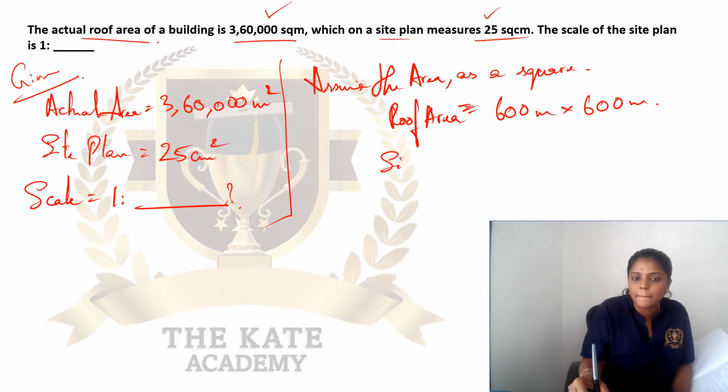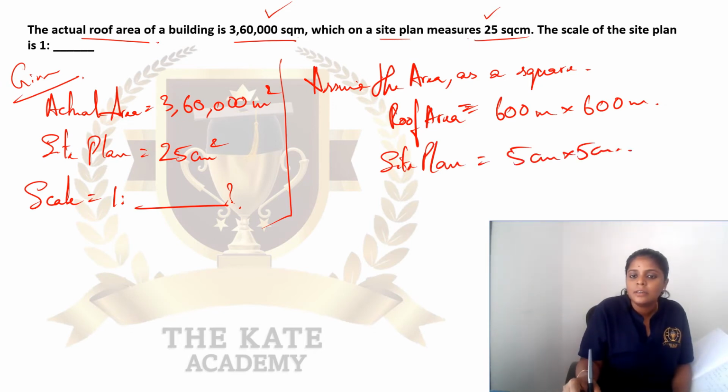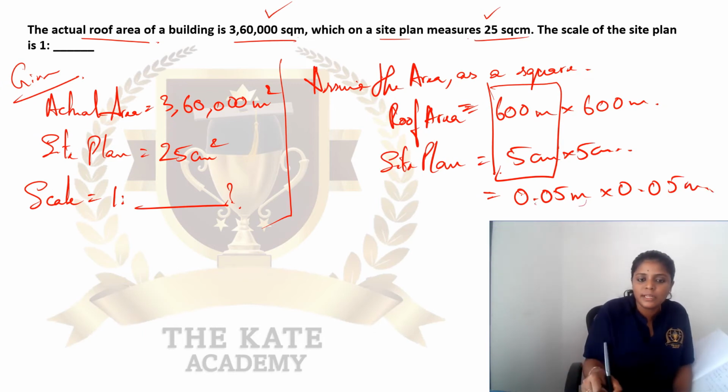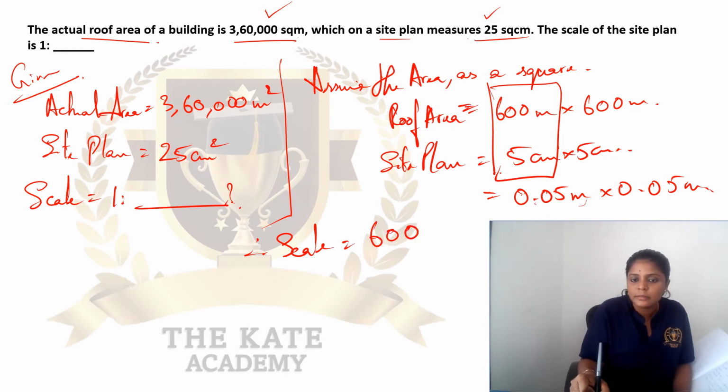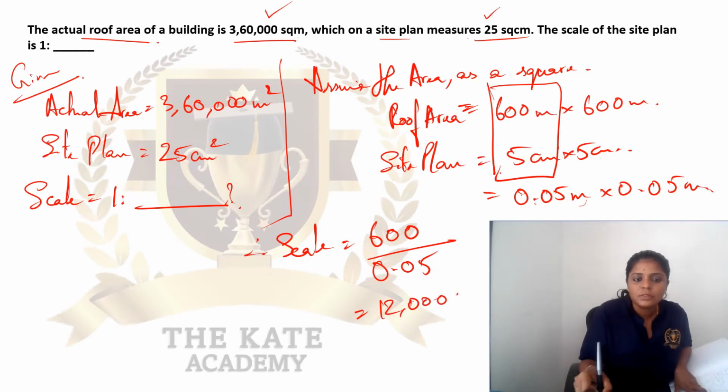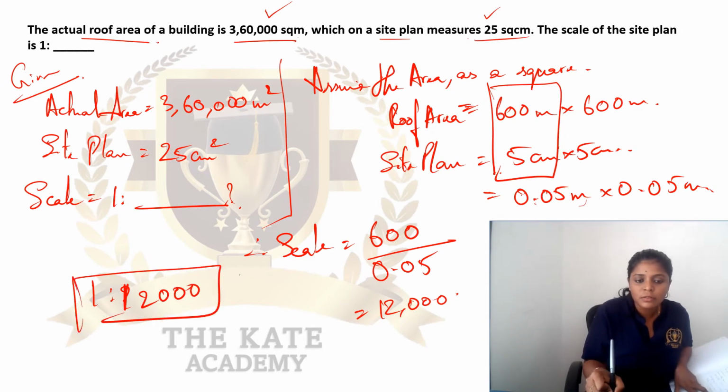Similarly, the site plan is 5 centimeter into 5 centimeter. So these two we are going to divide to get the answer. Converting this into meter, that becomes 0.05 meter into 0.05 meter. Now we are going to divide this. Therefore, scale is equal to 600 divided by 0.05, which gives you an answer of 12,000. So therefore the scale is 1:12,000. This is your final answer.